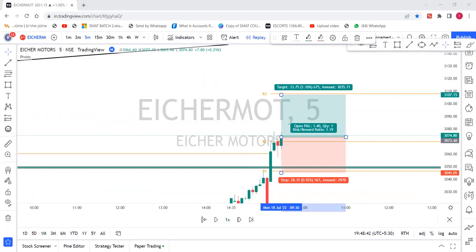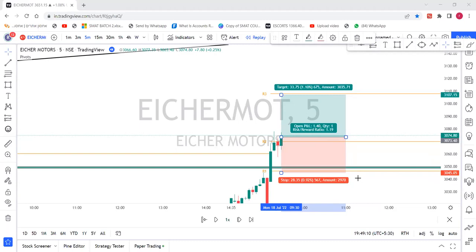Are you forgetting the most important thing, risk management? Minimum risk reward ratio 1:1.5, not even 1:2 or 3. 1:1.5 means on 100 rupees I should be getting 150. Here I'm getting on 100 rupees only 110 rupees. So I cannot go for this trade.